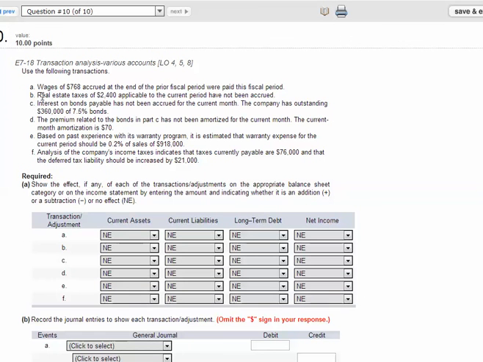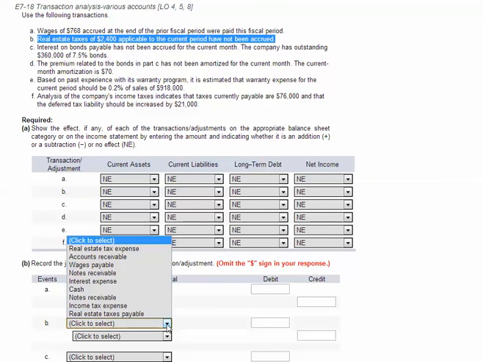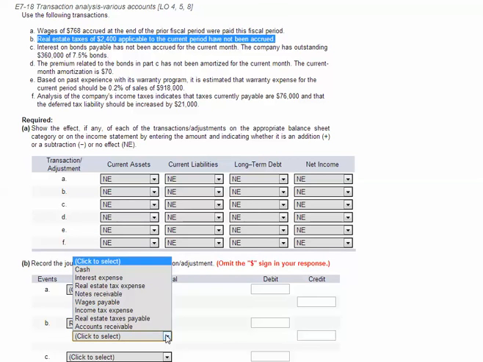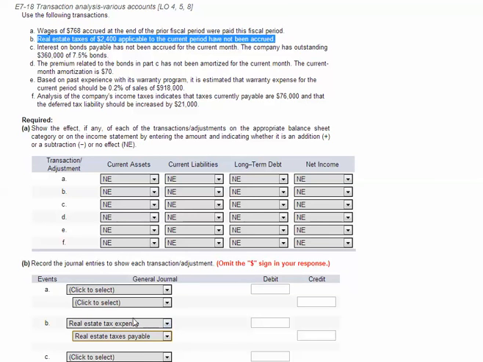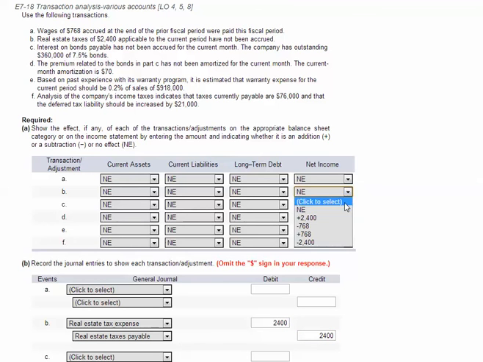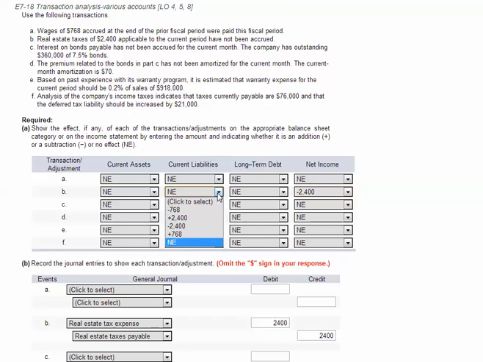First one would be B. Real estate taxes of $2,400 applicable to the current period have not been accrued. So again, we've incurred the taxes, but we haven't yet paid them. So we need to go ahead and show that we've incurred those through an expense, real estate taxes expense, and then show the liability that now we have to pay those taxes. That's just happened through the passage of time. So $2,400 was that. So we would go ahead again and decrease our income $2,400, and our liabilities here are going to increase by $2,400.